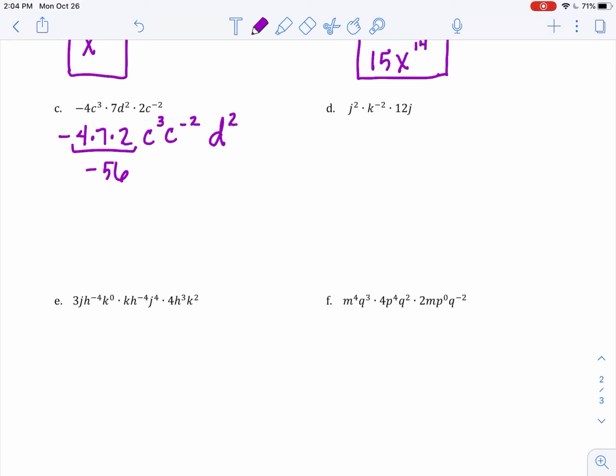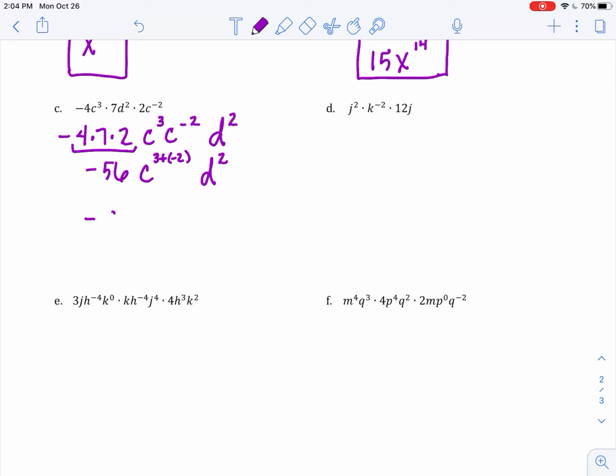Then I have some bases that have exponents on them, and they're like bases. So I'm going to take my c right at once and add up the 3 and the -2. So I'm going to have 3 plus -2. And then I have d that doesn't have anybody that it needs to be combined with, right? So I'm just going to leave that d squared.